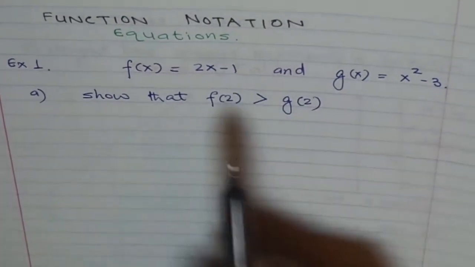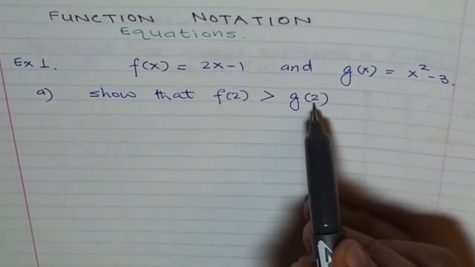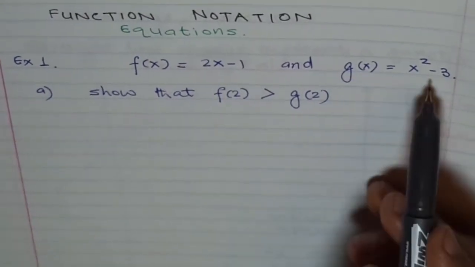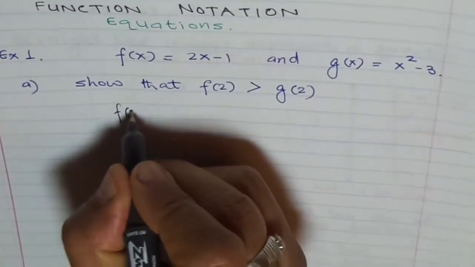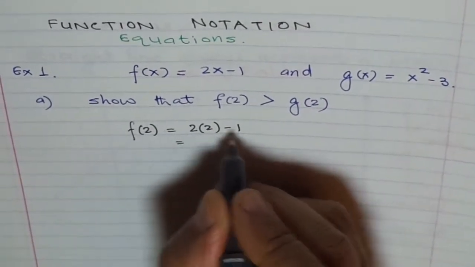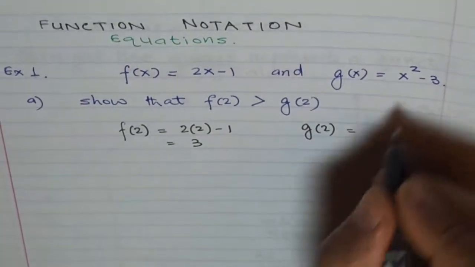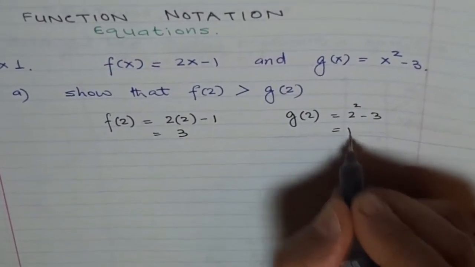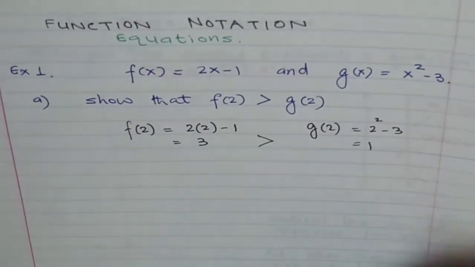F of 2 means we'll plug in the value 2 here and find the value of f of 2. Similarly, to find g of 2, we'll substitute 2 for x and find g of 2. And then see which one is greater. So let's start. F of 2 equals 2 times 2 minus 1, which is 4 minus 1, 3. How about g of 2? G of 2 is 2 squared minus 3. 2 squared is 4. 4 minus 3 is 1. Of course, 3 is greater than 1. Therefore, f of 2 is greater than g of 2.